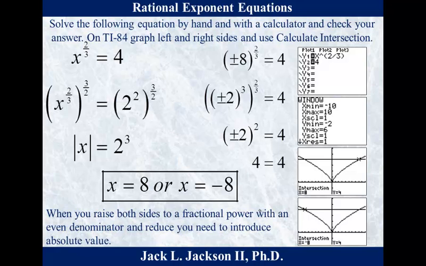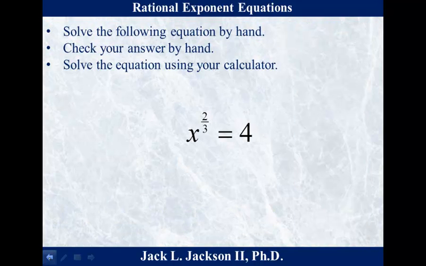So anytime you raise both sides to a fractional power with an even denominator, and then reduce it, then you need to introduce absolute value. So the fact that this thing on the outside had a 2 in the denominator, that tells us that we need an absolute value. Okay?